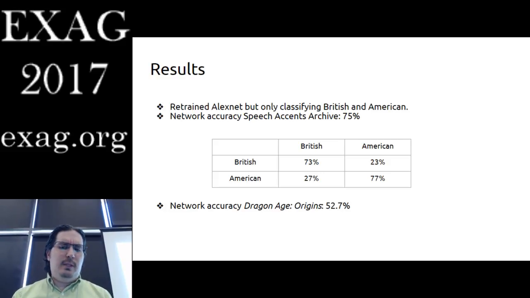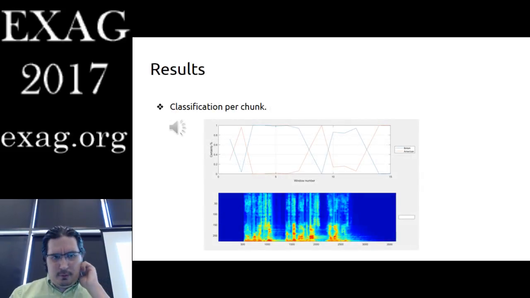So we started doing some more analysis. Here I have the spectrogram again of the file that we just listened to a bit ago. And here I have what the network is saying at each of the different chunks of time that we had. The blue is British and the red is American. So this file was classified by our team as American, the whole file.